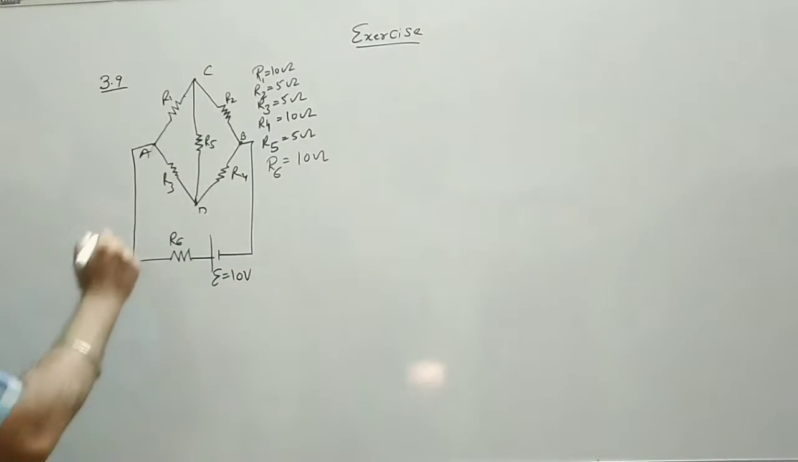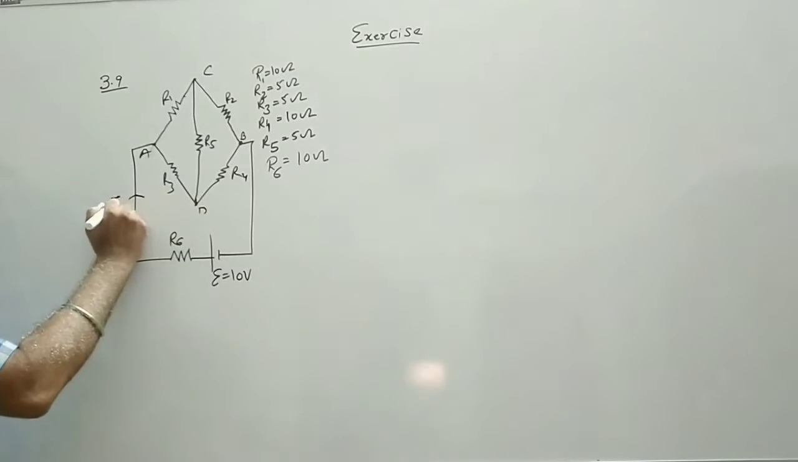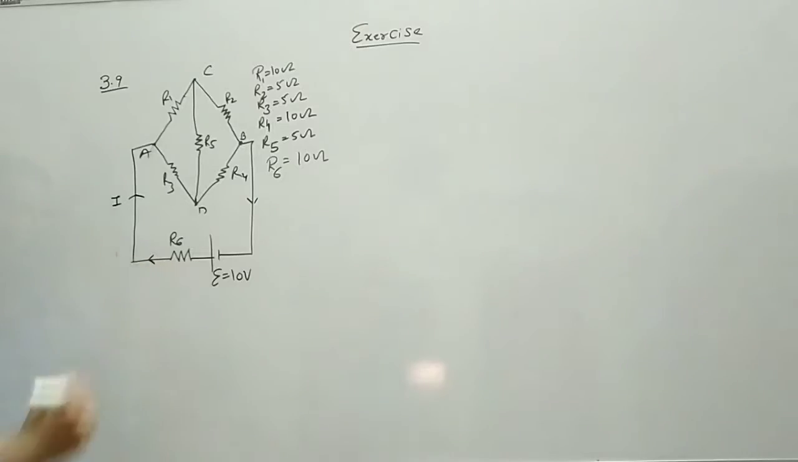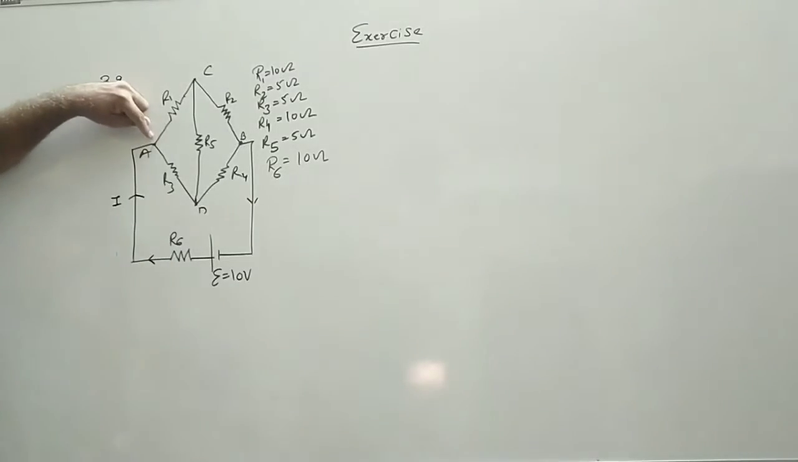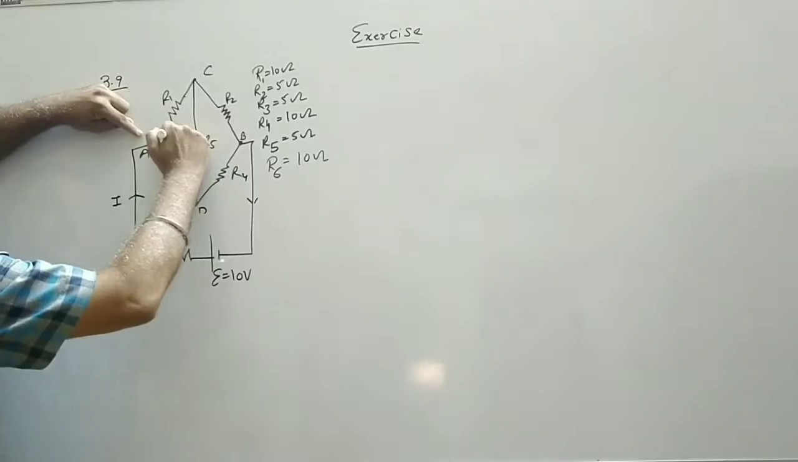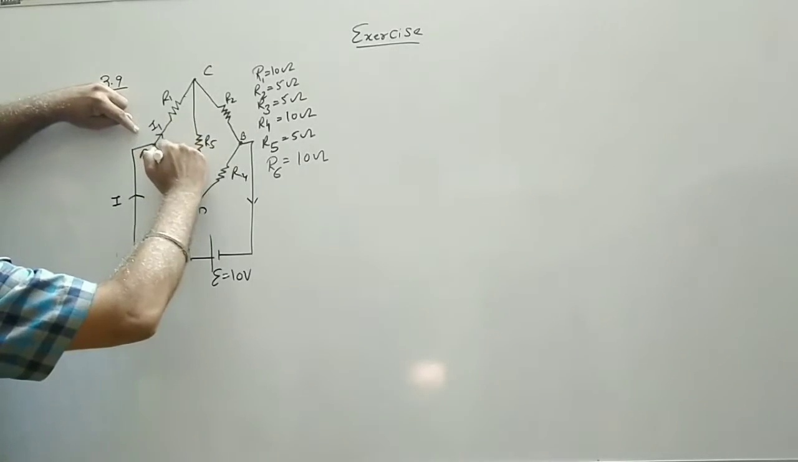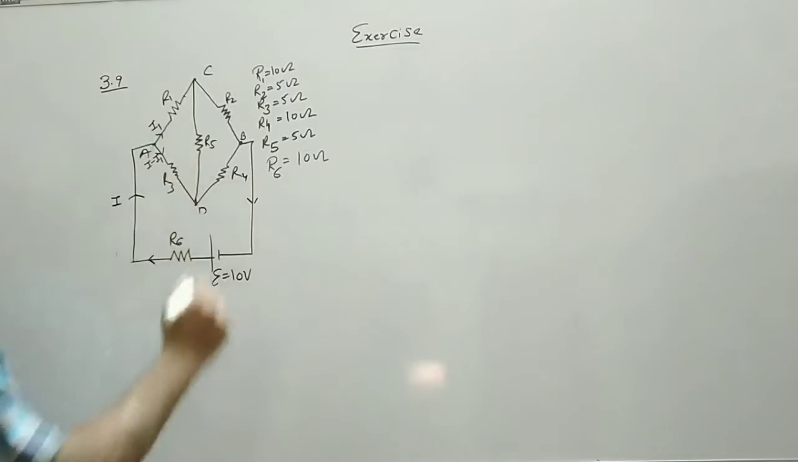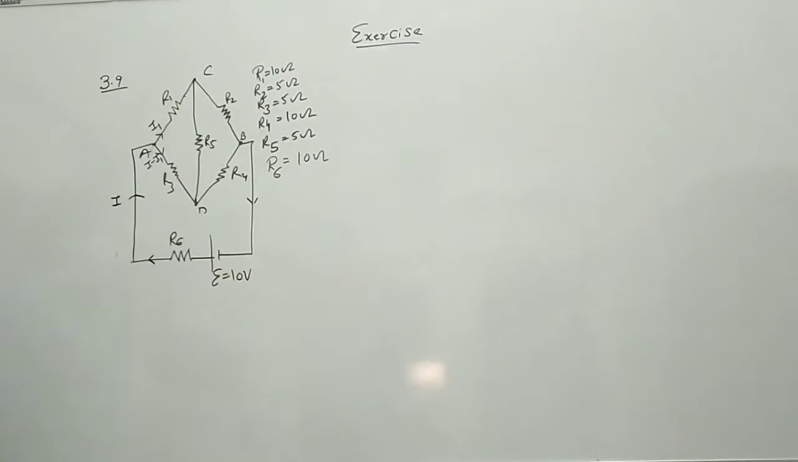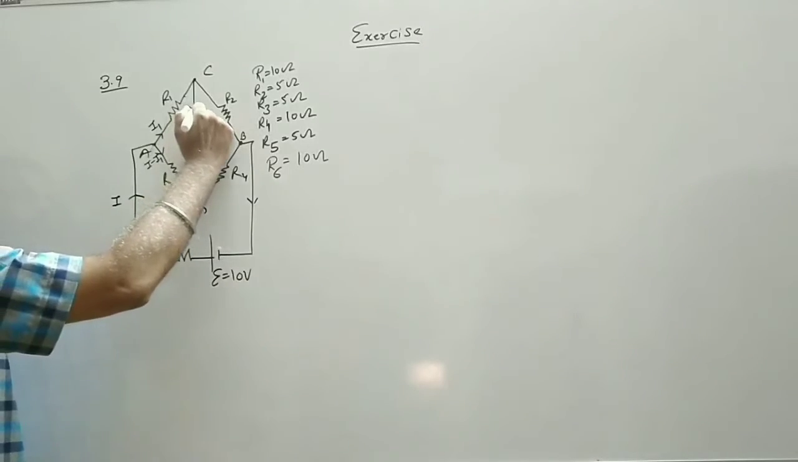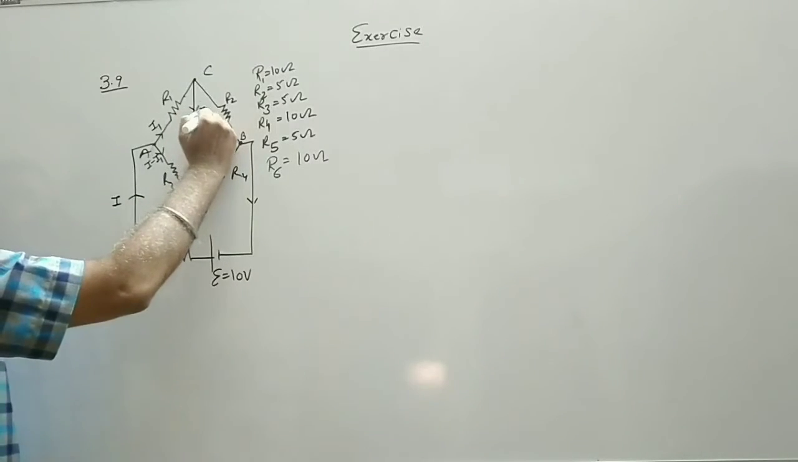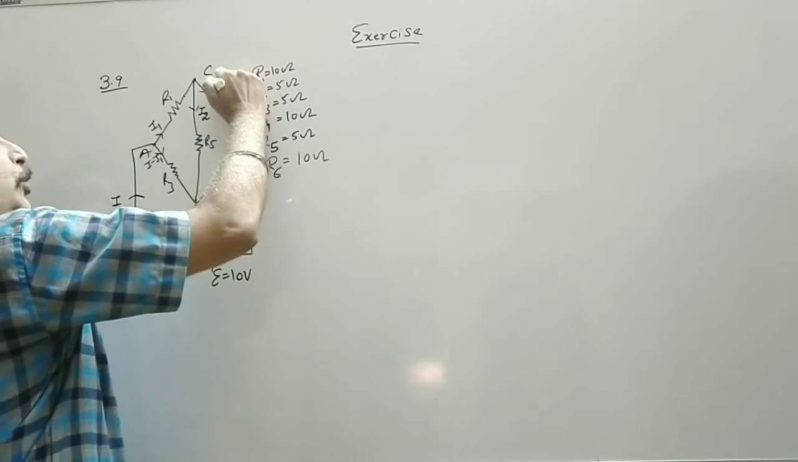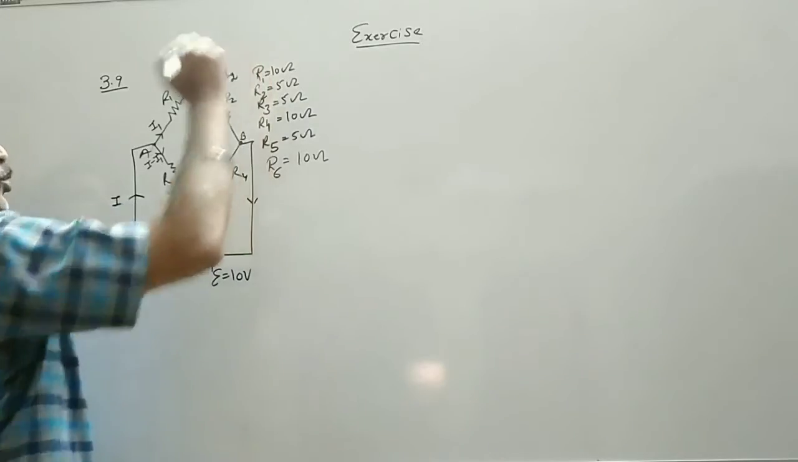Here the distribution of the current is not given. Let the current be taken as I. This I comes to the junction A. So let this current be I1, so this current is I minus I1. Now at junction C, again let the current flowing through this R5 be I2. So the current flowing through R2 will be I1 minus I2.